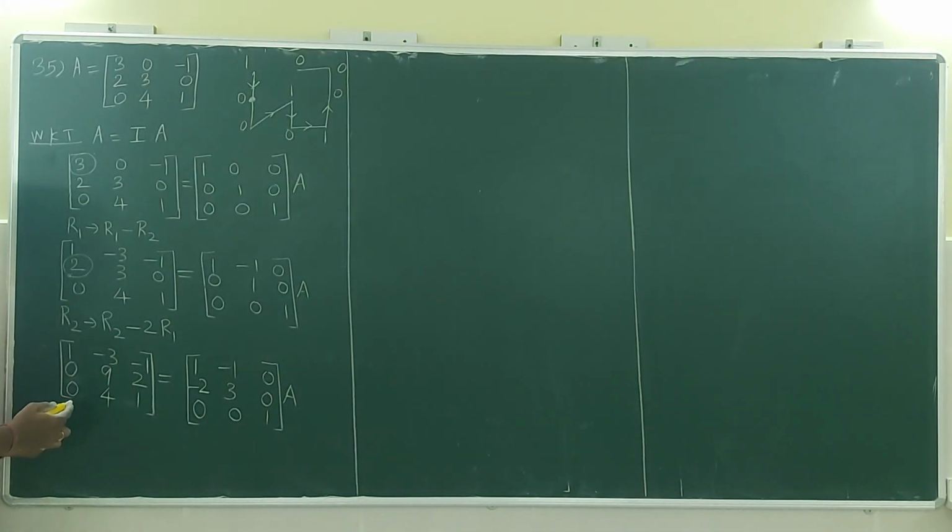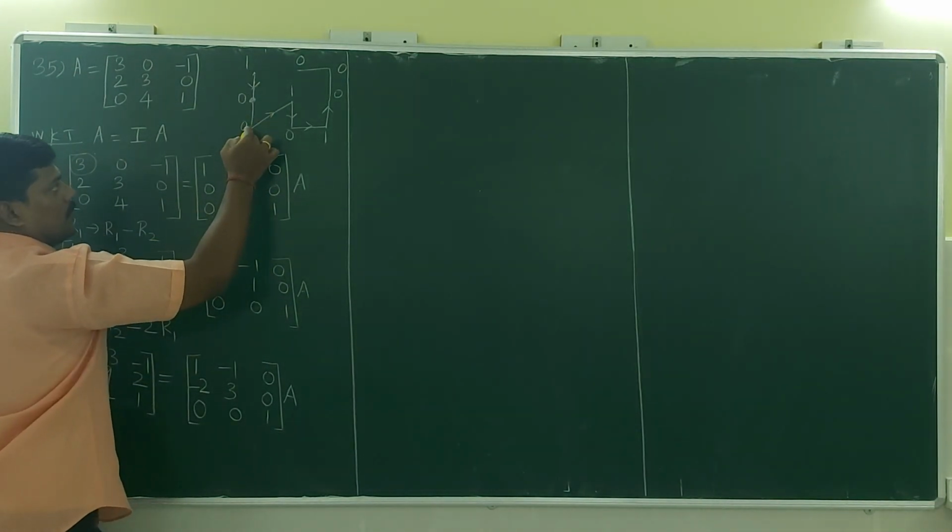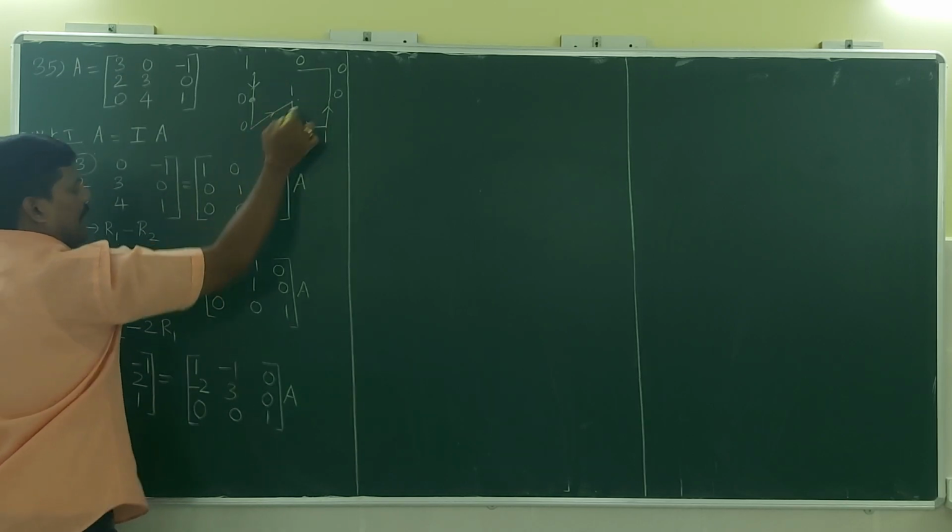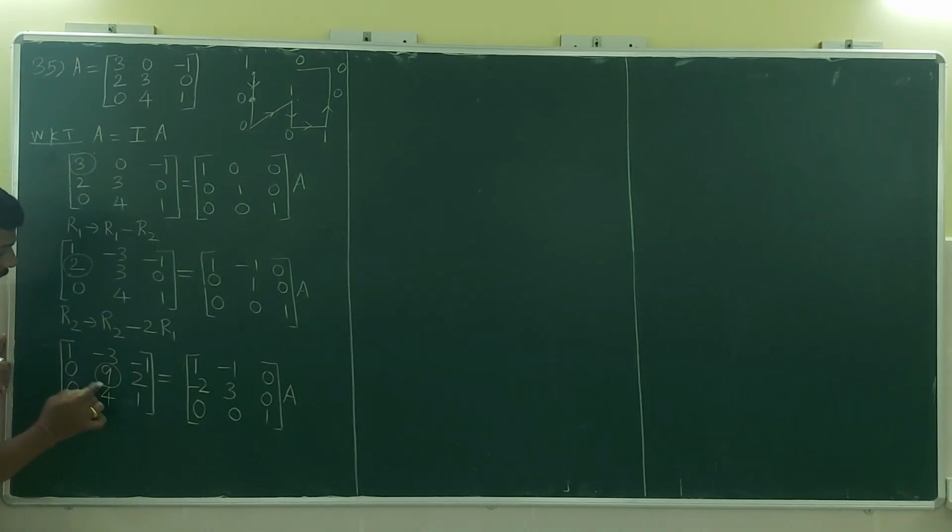So we have the same concept. I have to make 1, 0 and 0. I have made this element 0 now, and the element below it is also 0. Now, according to the pattern, we have done 1, 0, 0. Now I have to go to the middle element. I have to make this middle element 1.